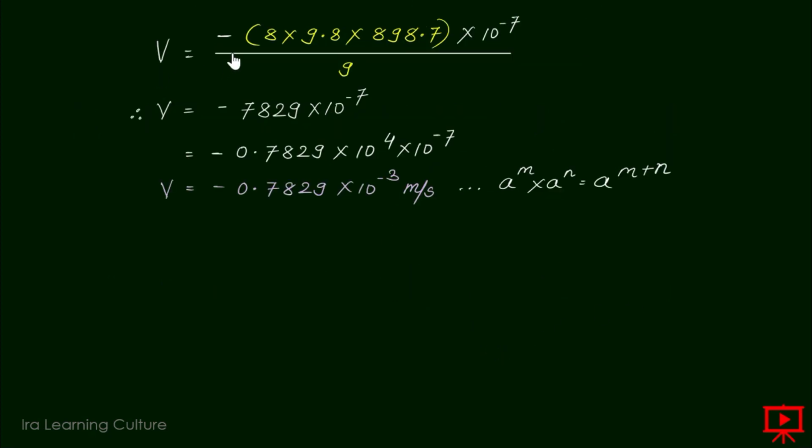Finally, we can write minus of 8 into 9.8 into 898.7 into 10 raised to minus 7 upon 9 is minus of 7829 into 10 raised to minus 7, which is equal to minus of 0.7829 into 10 raised to 4 into 10 raised to minus 7. And by using this indices formula, we can write finally terminal velocity V is equal to minus of 0.7829 into 10 raised to minus 3 meter per second.